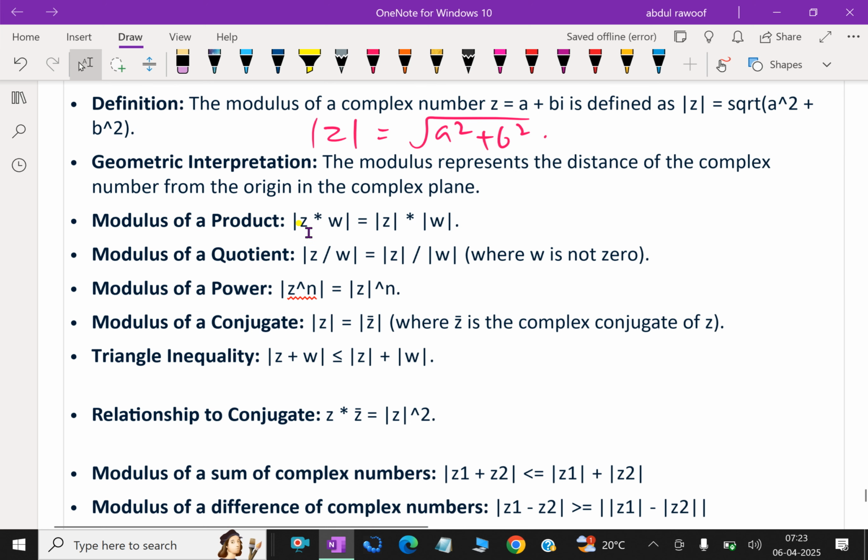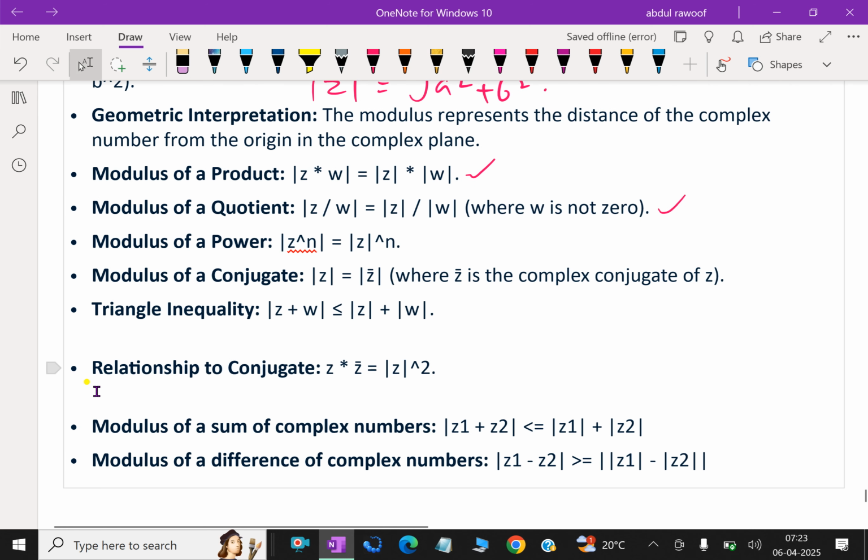Modulus of a product. Here, modulus of z times w is equal to modulus of z times modulus of w separately. Modulus of a quotient: modulus of z over w equals modulus of z over modulus of w, where w is not 0. Modulus of a power. Look at here. Modulus of z power n is modulus of z, whole power n. That is, the power is inside the modulus here and outside here. That means modulus of z power n is equal to modulus of z whole power n.